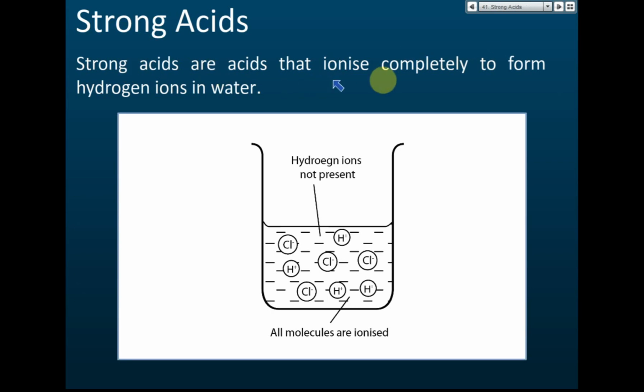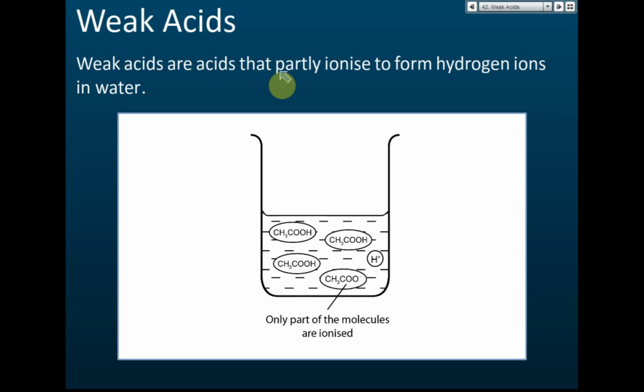So strong acids are acids that ionize completely to form hydrogen ions in water. For example, HCl, hydrogen chloride. When it dissolves in water, let's say we have 4 hydrogen chloride molecules dissolved in water, it will form 4 hydrogen ions and 4 chloride ions. 100% ionized. Then this is a strong acid.